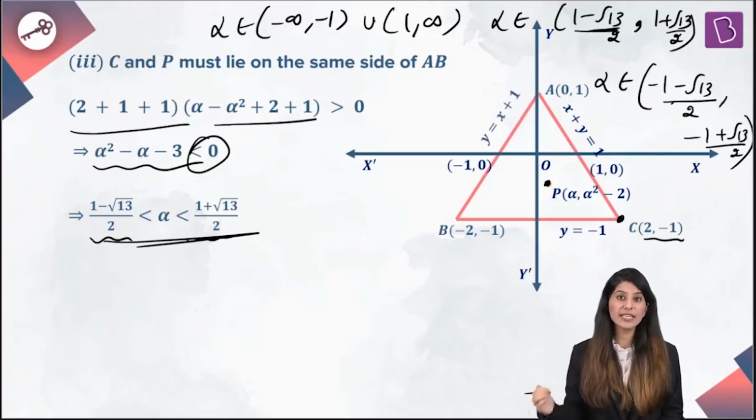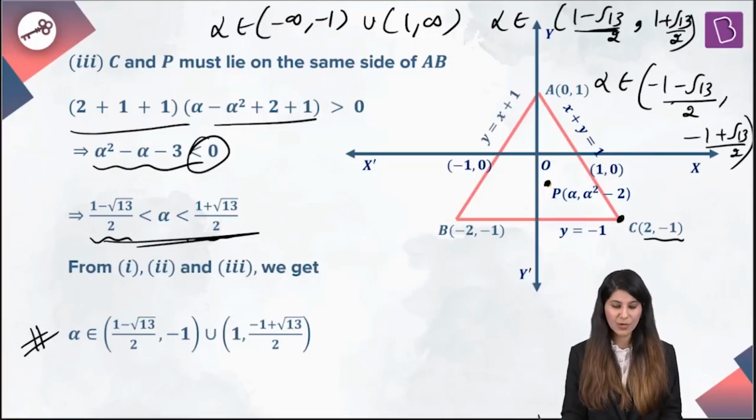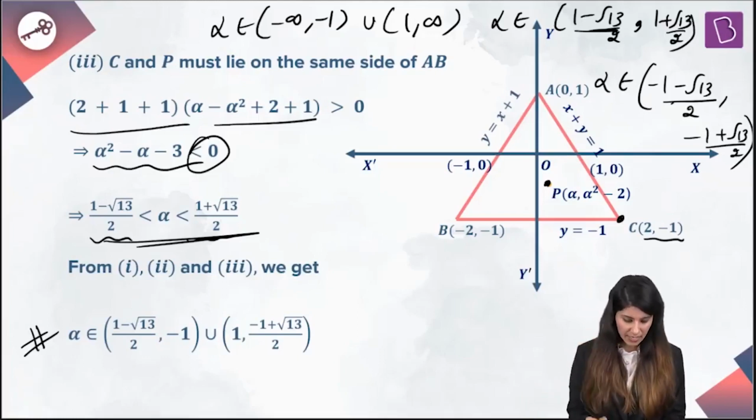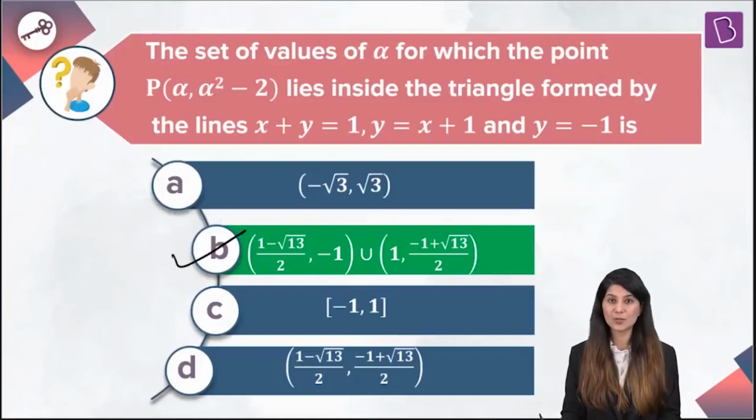If you take the intersection of all three values, what would you get? Alpha belongs to 1 minus root 13 by 2, comma minus 1, union 1 comma minus 1 plus root 13 by 2. Just a simple intersection. This is the final answer, which is nothing but option B. So option B is the correct one. Got it?